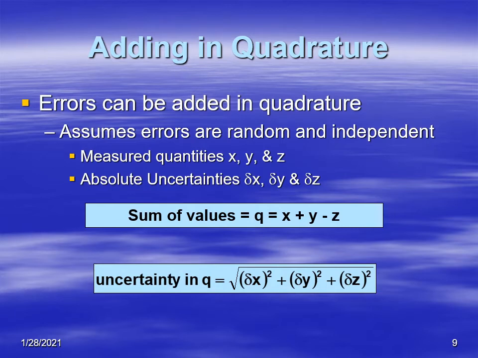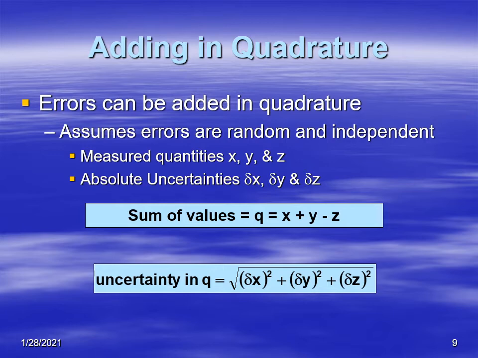So that's why we use quadrature. Quadrature is used when the errors are random and independent, not systematic. And quadrature gives you the best estimate for the error. It gives you the most probable error and not the worst case. If you want to know the worst case, use just straight addition of the uncertainties.